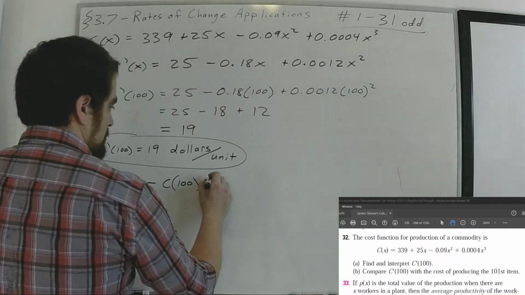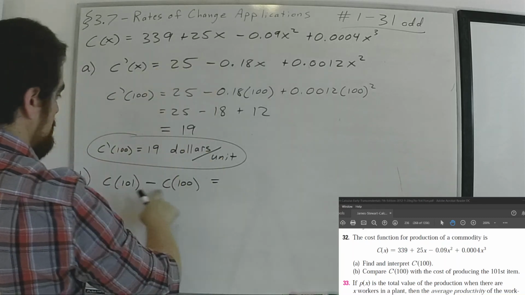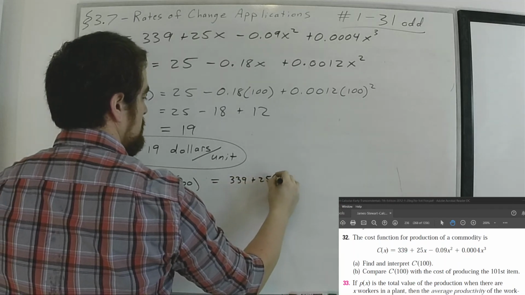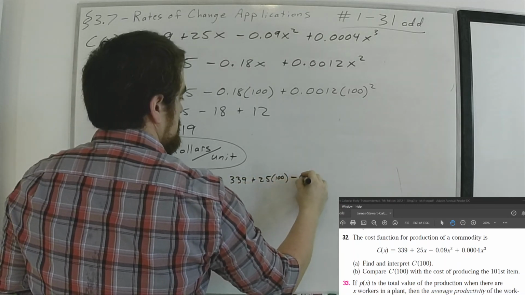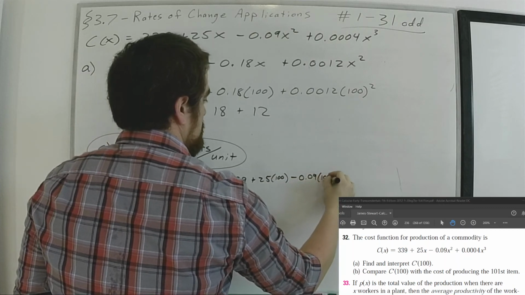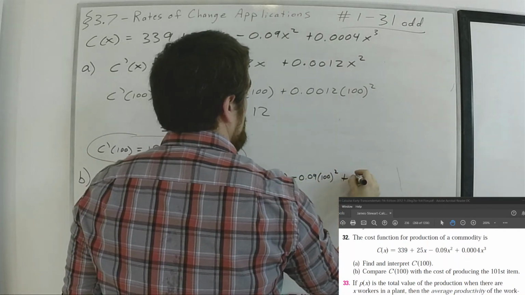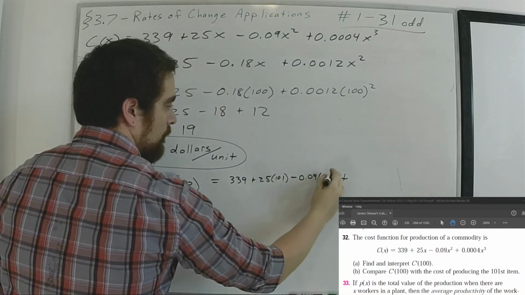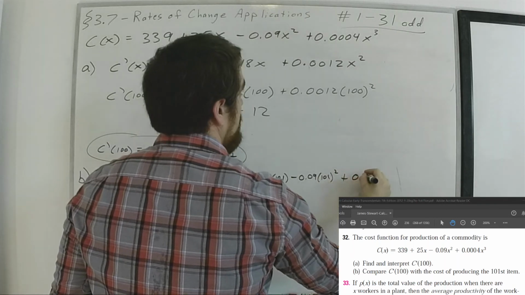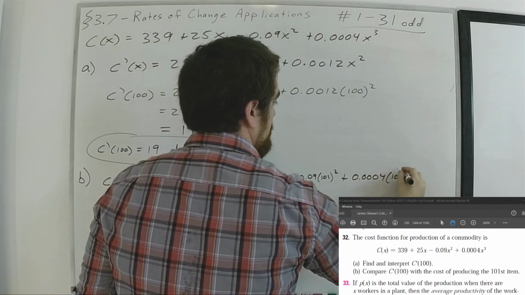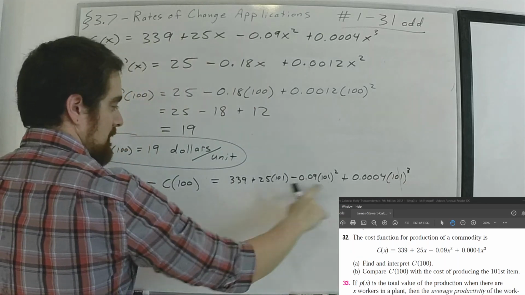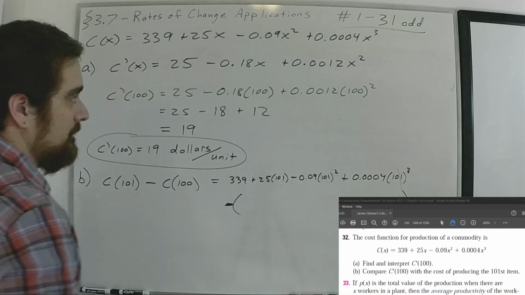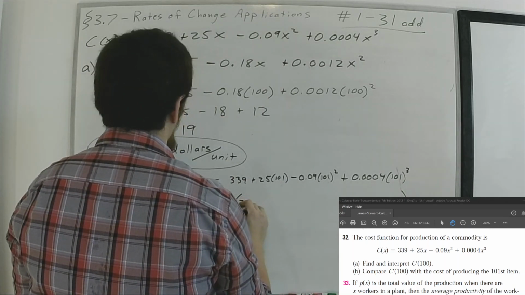So for that one, we're going to plug in 101, and go back to our original function. So 339 plus 25 times 101 minus 0.09 times 101 squared plus 0.0004 times 101 cubed. I have to take all of this and then subtract all of C of 100, and we're going to have to go to the calculator for this. This is just going to be pretty messy here.